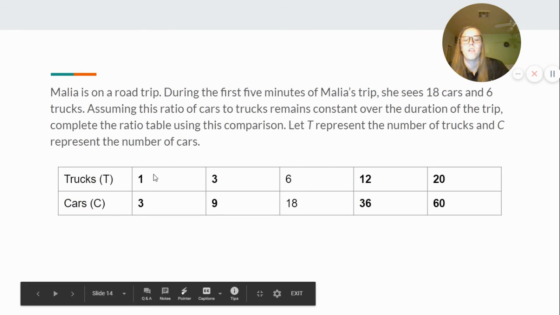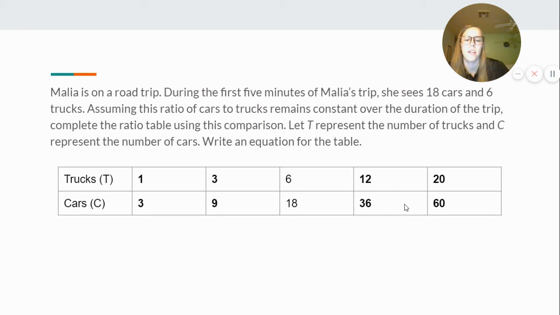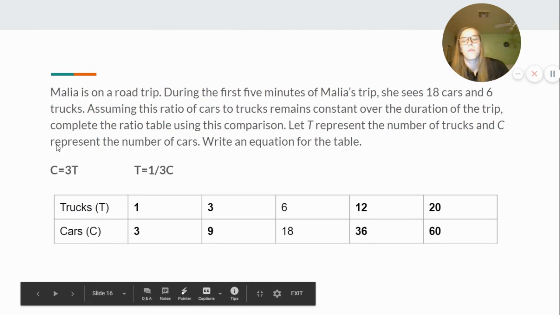We fill in our table, 1, 3, 6, 12, 20. We always want to have that 1 because that makes writing our equation a lot easier. And then now you want to write the equation if you have not already. So go ahead and do that. So we have C equals 3 times T, or T equals 1/3 times C.